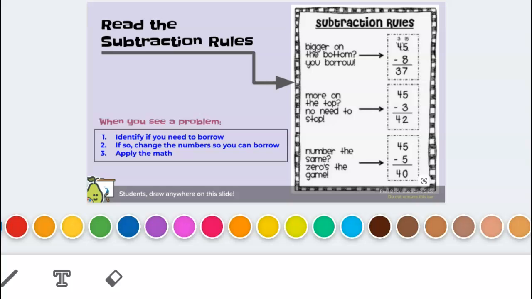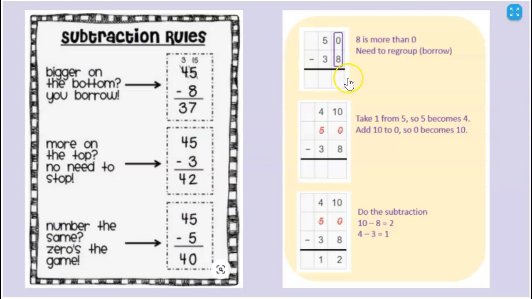So when I see a problem, the first thing that I'm going to do is I'm going to identify if I need to borrow. So I'm going to think about all of these things. Do I need to borrow? Or do I not need to borrow? If I need to borrow, I'm going to change the number so that I can borrow. And I'm probably going to walk through my little pizza place scenario in my head, or maybe even aloud. After that, I'm going to apply the math, kind of like we did back here. We identified, we borrowed, and then we applied the math.